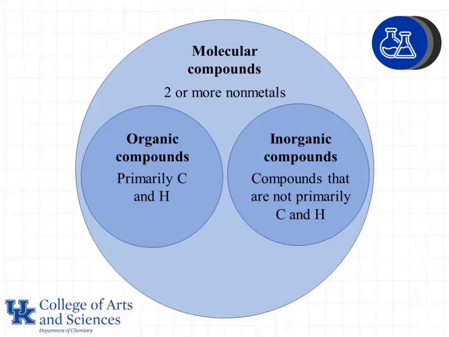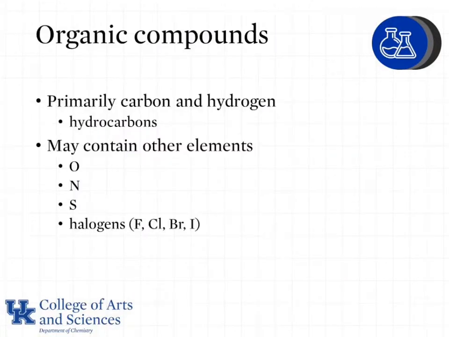When we look at our definition of molecular compounds, we see that they contain two or more nonmetals. We can further subdivide this into organic compounds and inorganic compounds. So organic compounds are composed primarily of carbon and hydrogen, although we will soon see that they can have some other elements in there, but the majority of the atoms are carbon and hydrogen. When we look at inorganic compounds, we see that these are primarily not carbon and hydrogen, but they are still nonmetals.